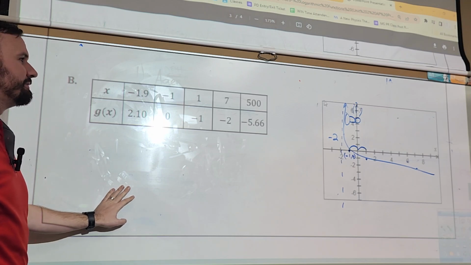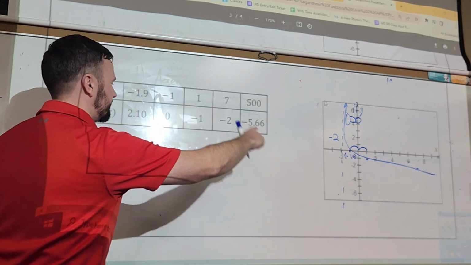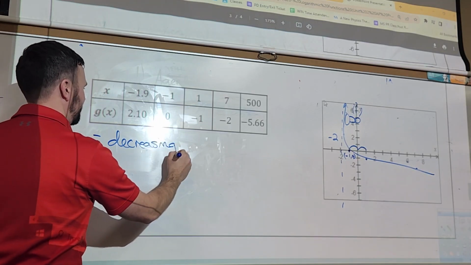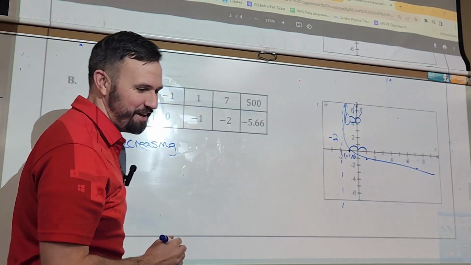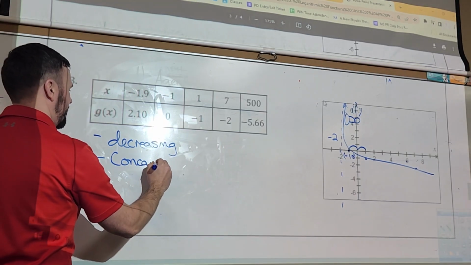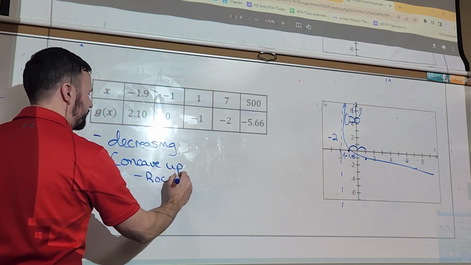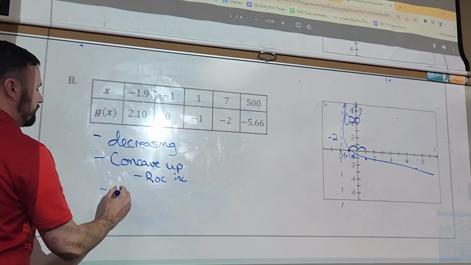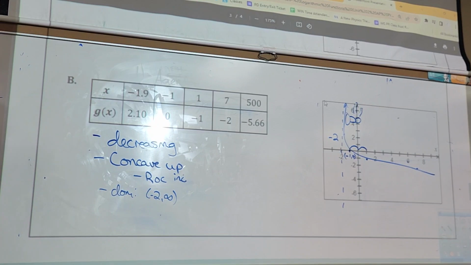Because it's concave up. All right, so is this decreasing or increasing? Decreasing like my salary? It should. All right, so what's my concavity? Concave up. ROC is increasing because it's getting less negative, right? And do I know the domain? There you go. That's not so bad.